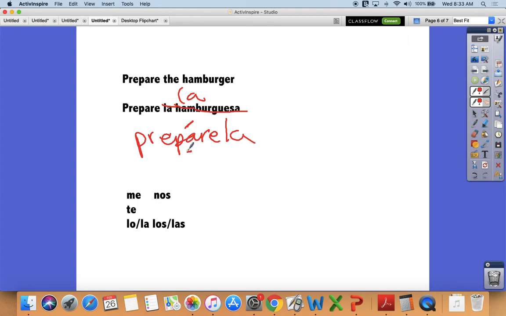When you add that pronoun, the la, it changes the number of syllables. And so it would sound like the wrong stress, but it's not that, it's prepárela. You have to keep the original sound.